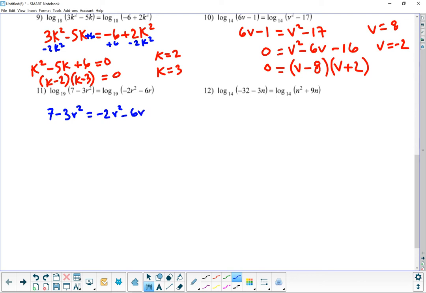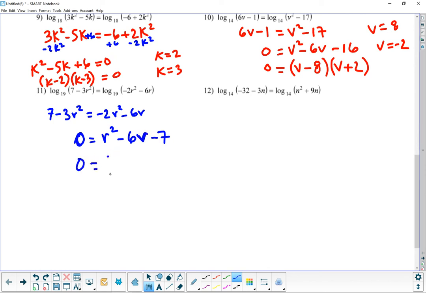And I think I'm going to move these guys over to this side because I want the positive r squared. Okay, so if I move the negative 3r squared, meaning positive 3r squared, this will make a positive 1r squared. And if I move the positive 7, it'll be minus 7. So I'll be left with 0. So minus 7 to this side, I'll have a minus 7 here. And that minus 6r is going to be just down for the right. Oops, that's r. Looks like a v.